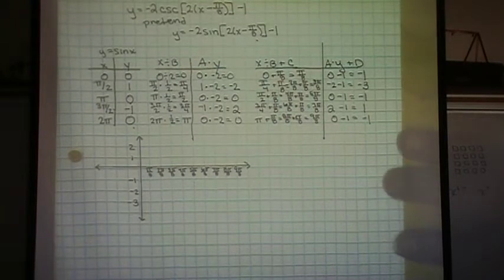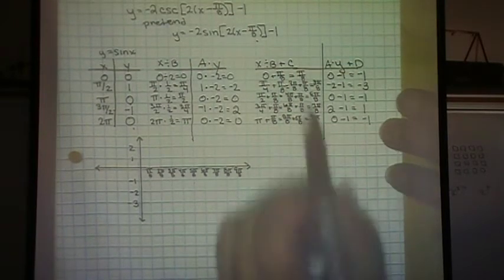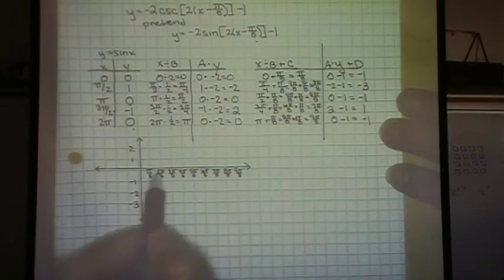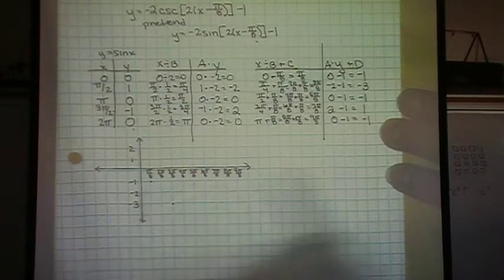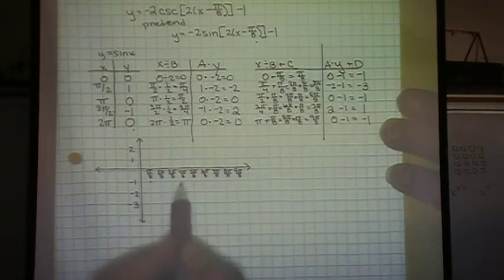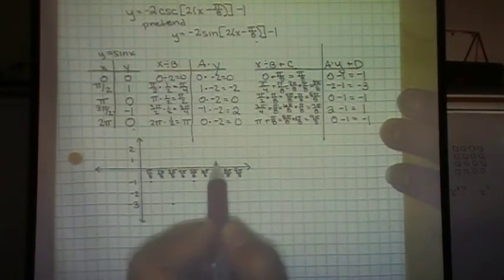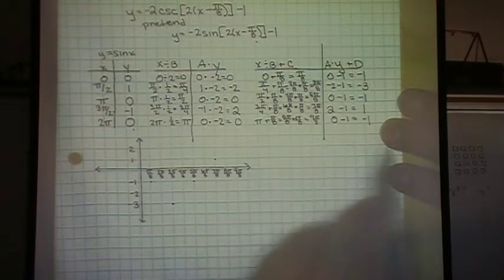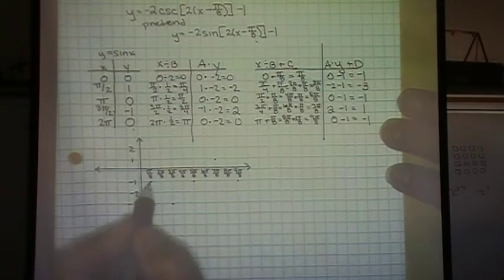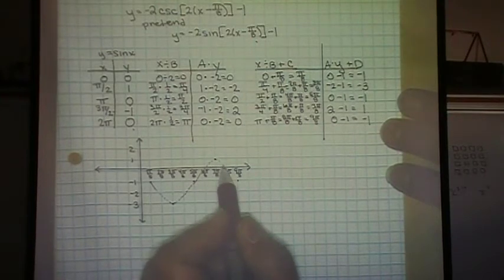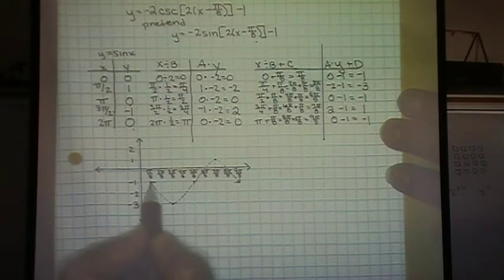Okay, so we're going to plot this like it's normal. So at pi over 8, I'm going to go to negative 1. 3 pi over 8, negative 3. 5 pi over 8, negative 1. 7 pi over 8, 1. 9 pi over 8, negative 1. And I'm just going to lightly sketch it in. I don't want to do it too dark, because this is not the graph we want to end up with.